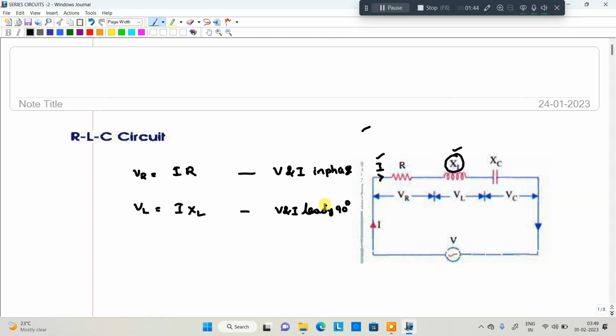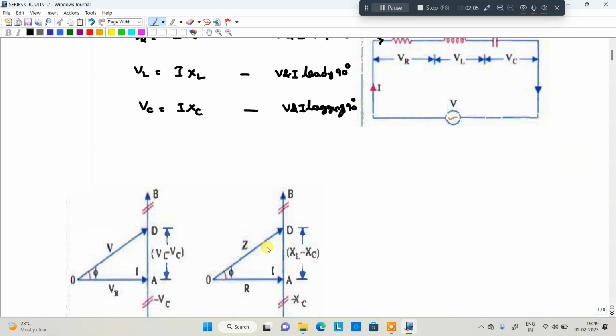In this particular phasor diagram, I am taking the current as the reference. VC, the voltage across the capacitor, is I into XC. Here the voltage lags the current. Which one is lagging? Voltage is lagging by 90 degrees. Is it okay? Now we are moving to the phasor diagrams.